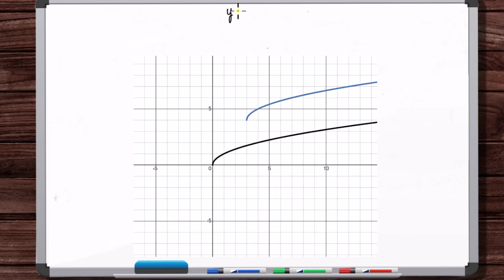Okay, so we started with the square root of x, and we shifted 4 units up and 3 units to the right. Now I want to scale this down by a factor of 2 along the x direction and up by a factor of 3 along the y direction, but I don't want to move the origin point.